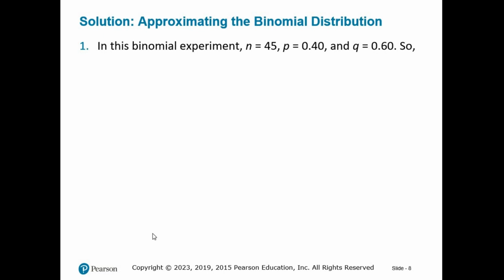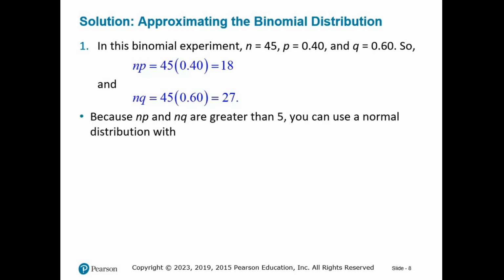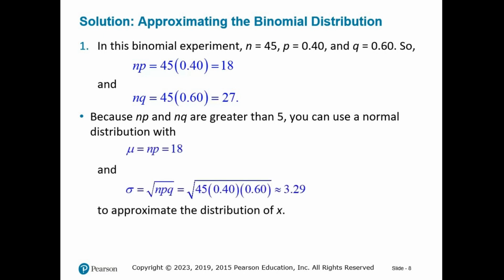So we first need to do our simple products. We need to multiply n by p and n by q. When we multiply 45 by 0.4, we get 18. When we multiply 45 by 0.6, we get 27. Because np and nq are greater than 5, we can use a normal distribution to approximate the binomial distribution. So mu equals n times p, which we already found to be 18, and sigma, or standard deviation, is the square root of n times p times q, or 45 times 0.4 times 0.6, which is about 3.29.